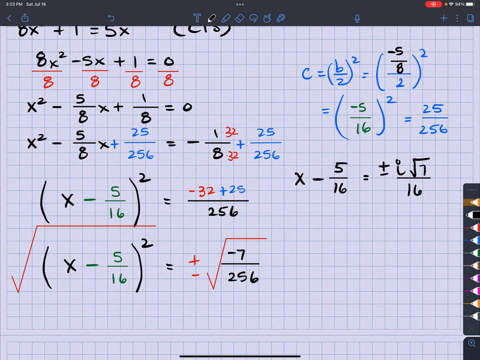Then I can bring the x over. So x is going to equal, and I have common denominators, right? But I'm just adding this over. So I'm going to actually have 5 plus or minus i square root of 7 over 16. And there we go. And that, ladies and gentlemen, is going to be choice B.